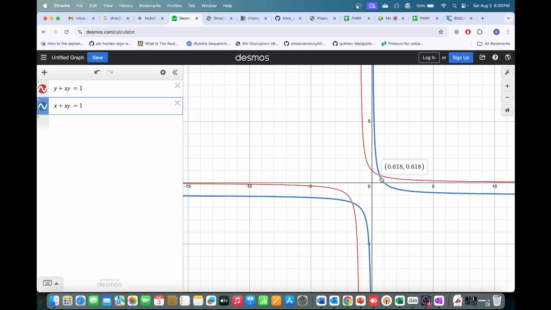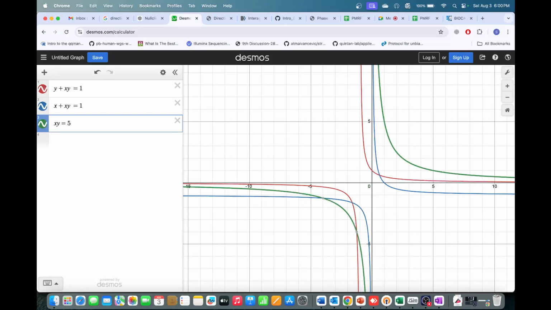You can use tools like this to plot. It will help you plot these equations, and you can easily visualize this. You just have to add it, and you just write it like xy equal to say 5. It will add another plot. So it's quite easy.